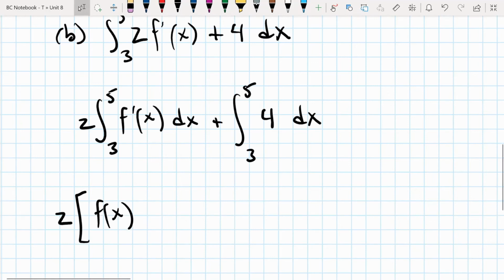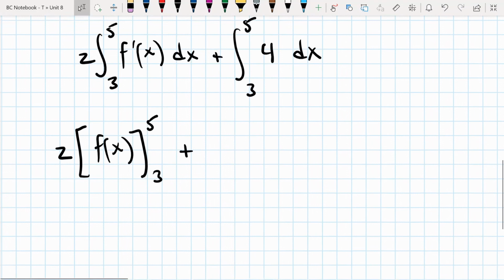This is equal to the value of the original function evaluated from 3 to 5, plus, well, if we want to find the integral of the function y equals 4, that's just going to be the area under the curve from 3 to 5 of 4. So essentially what we're doing is the area of the rectangle with a base of 2 and a height of 4, and so that's going to be a value of 8.